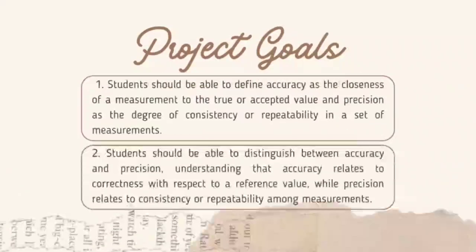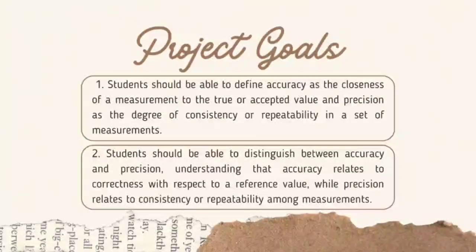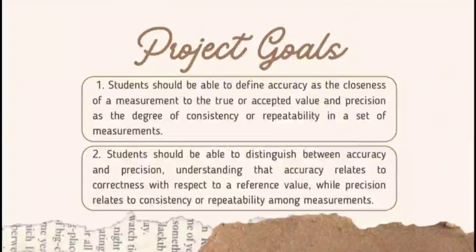Our project goals are, first, students should be able to define accuracy as the closeness of a measurement to the true or accepted value, and precision as the degree of consistency or repeatability in a set of measurements. Second, students should be able to distinguish between accuracy and precision, understanding that accuracy relates to correctness with respect to a reference value, while precision relates to consistency or repeatability among measurements.